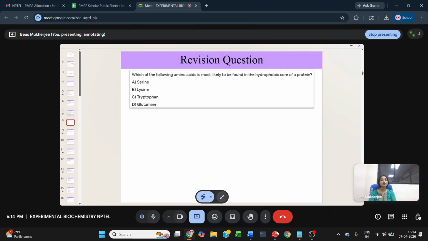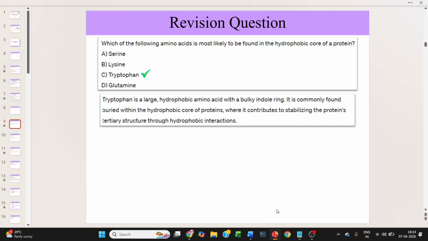Okay, so which of the following amino acids is most likely to be found in the hydrophobic core of the protein? Now, in the hydrophobic core of the protein, it is mostly the hydrophobic amino acids that will be there. So which of these are hydrophobic, do you think? So there is serine, there is lysine, there is tryptophan, and there is glutamine. Right, so let us look at the right answer.